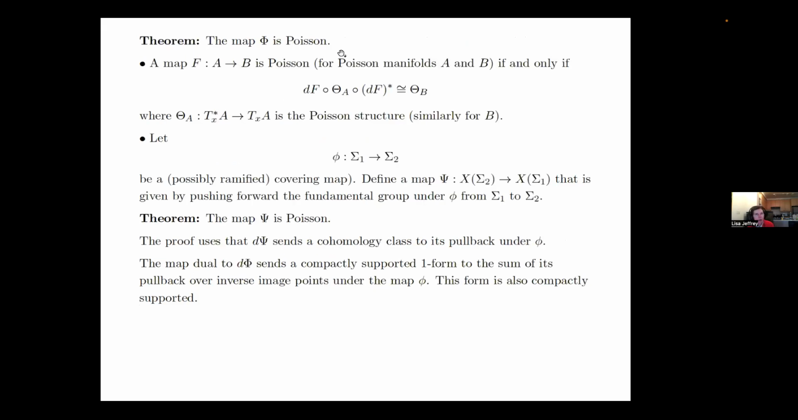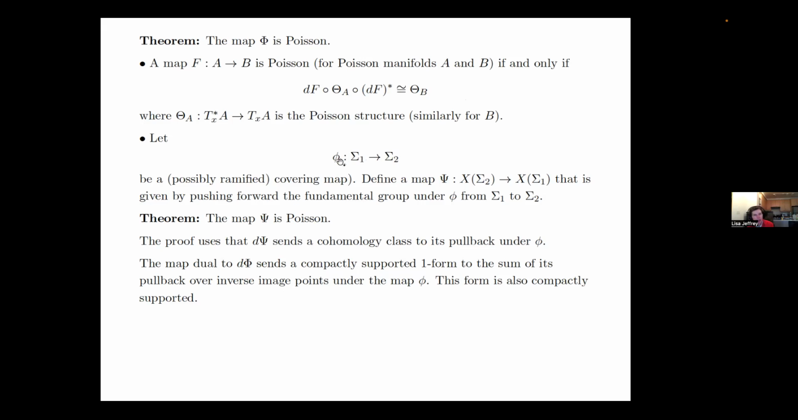So to study whether a map preserves the Poisson structure, we characterize it by seeing that a map between two Poisson manifolds A and B is a Poisson map if and only if the differential of the map intertwines these two forms, theta A and theta B.